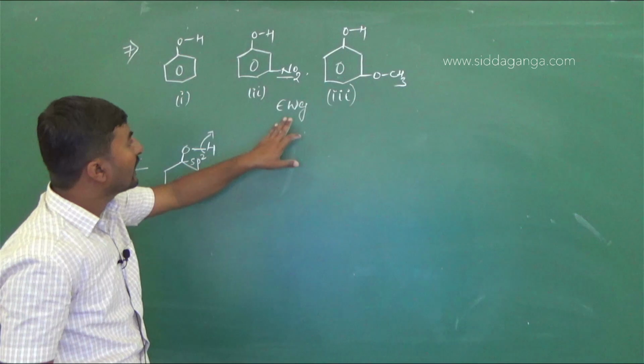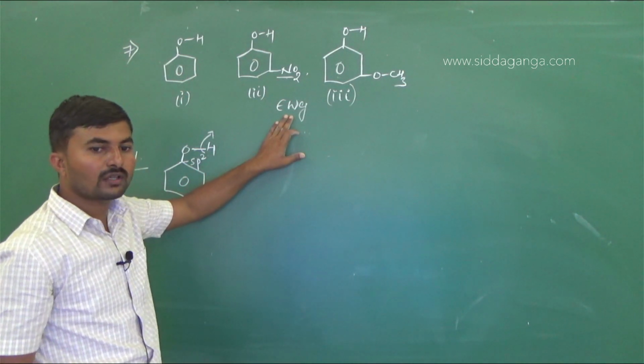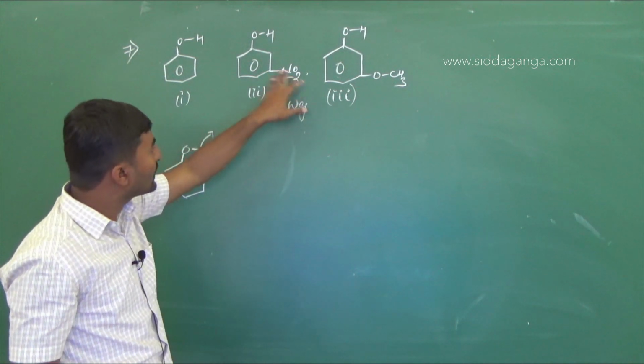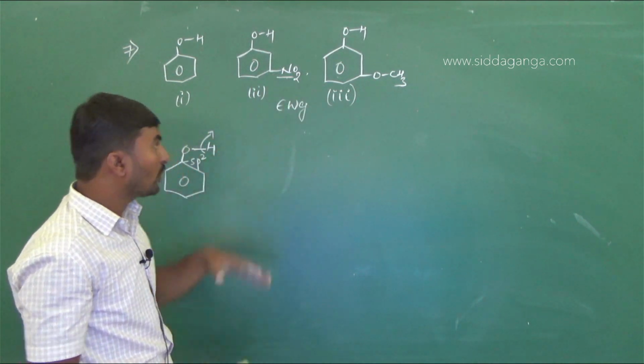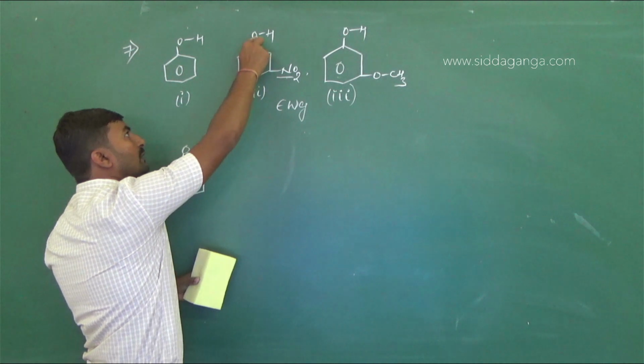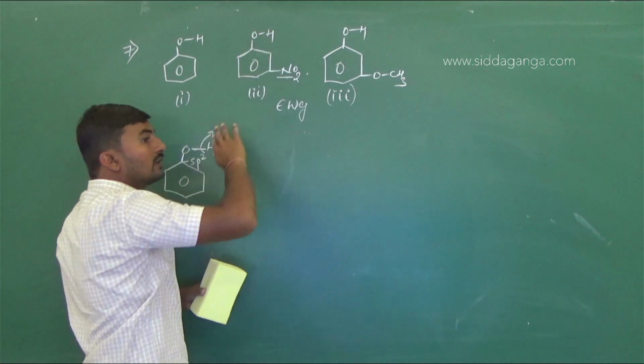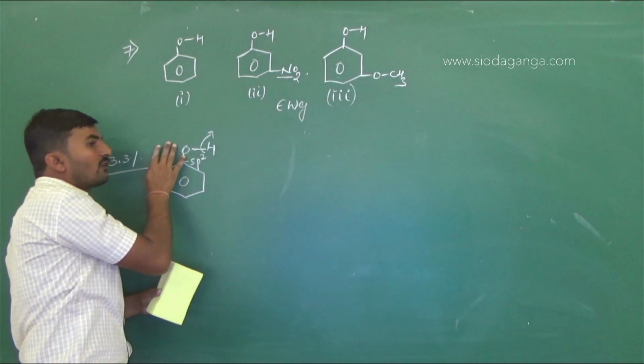So it is an electron withdrawing group. Electron withdrawing group, what does it do? It withdraws the electrons from the benzene ring, followed by the benzene withdrawing the electrons from this oxygen and hydrogen bond. So this bond will get even more weakened than in this particular example.